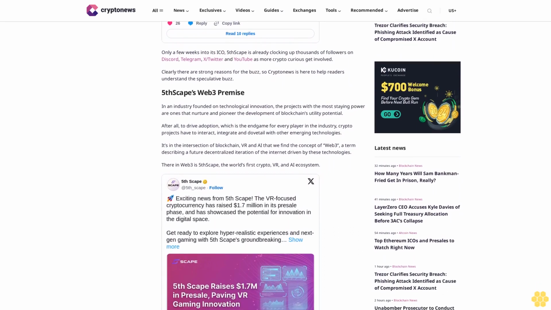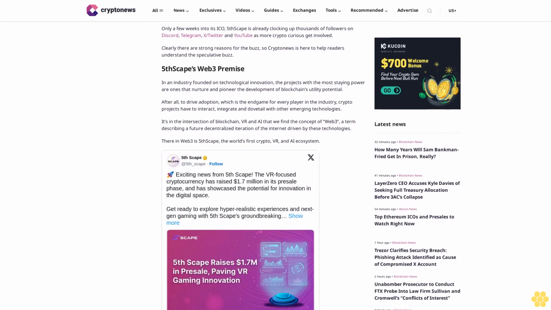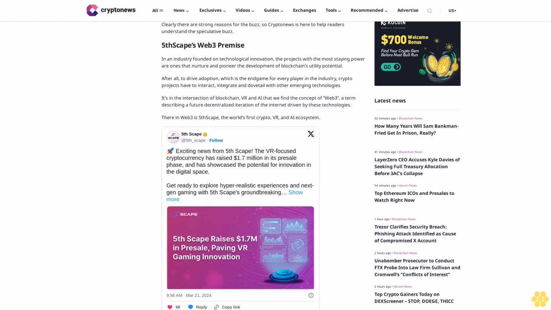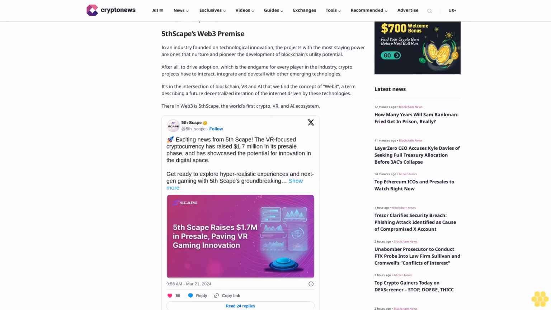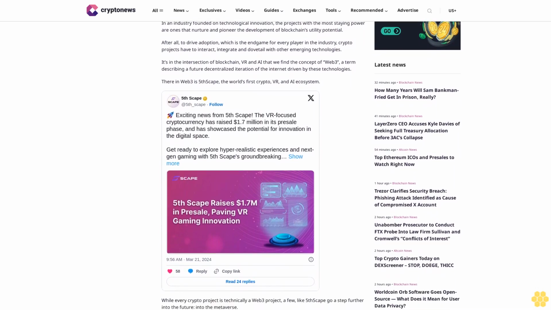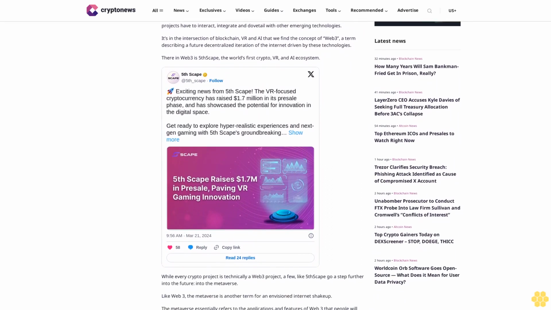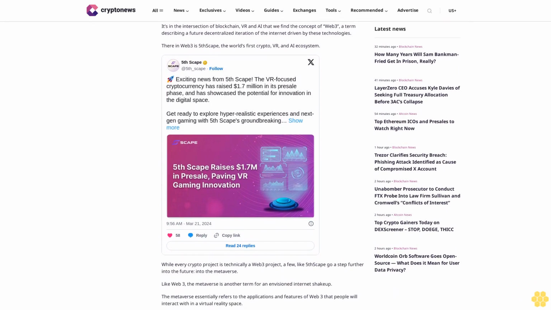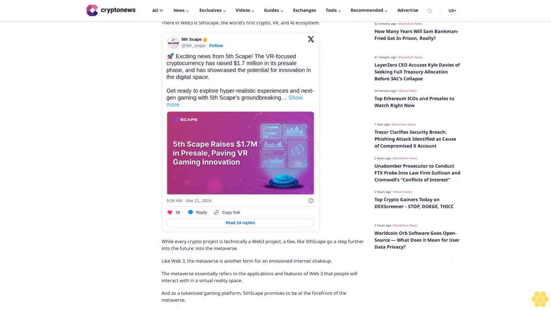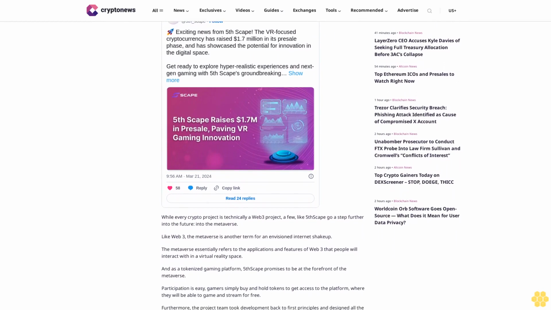While every crypto project is technically a Web3 project, a few, like 5escape, go a step further into the future. Into the metaverse. Like Web3, the metaverse is another term for an envisioned internet shakeup. The metaverse essentially refers to the applications and features of Web3 that people will interact with in a virtual reality space. And as a tokenized gaming platform, 5escape promises to be at the forefront of the metaverse. Participation is easy. Gamers simply buy and hold tokens to get access to the platform, where they will be able to game and stream for free. Furthermore, the project team took development back to first principles and designed all the software and hardware in-house.